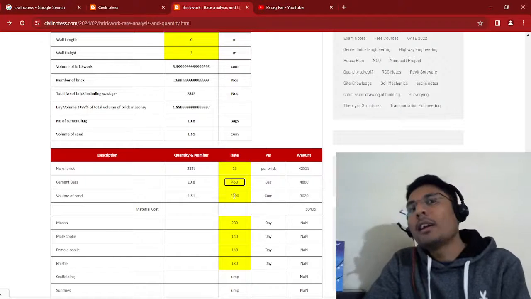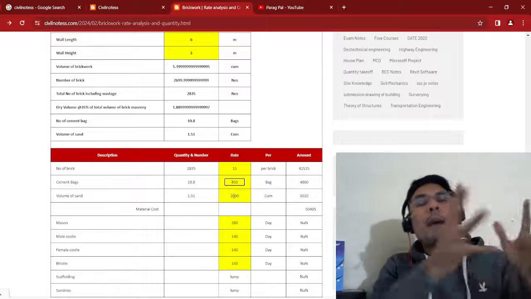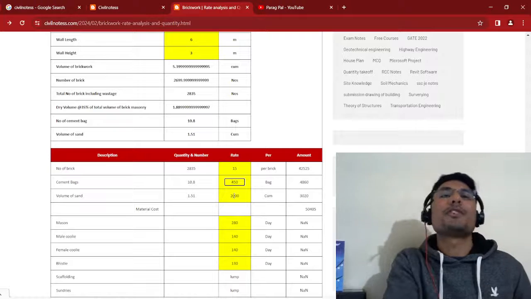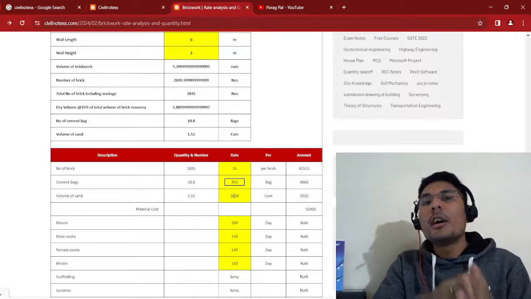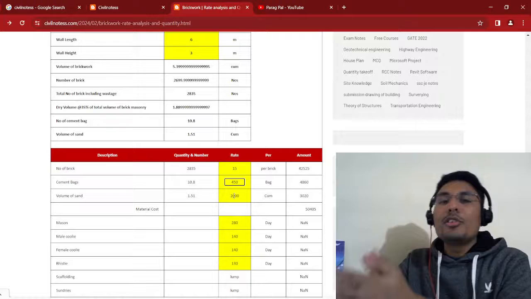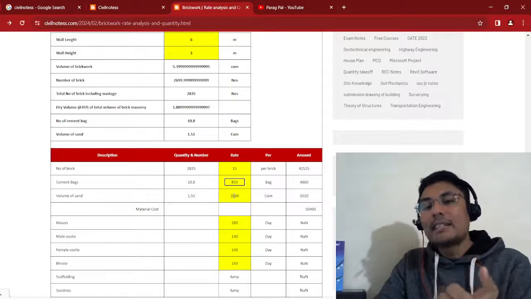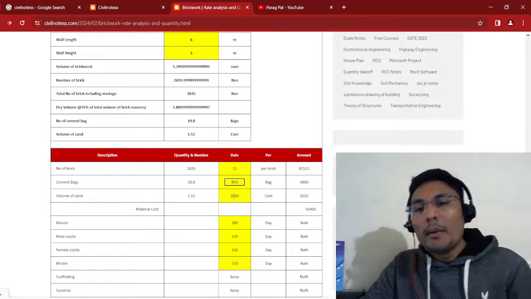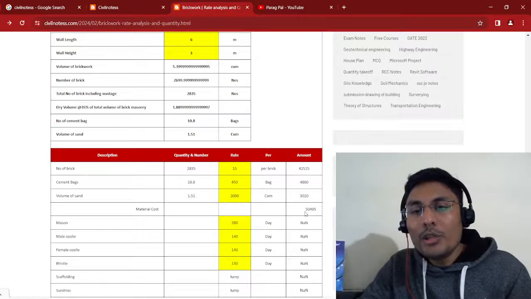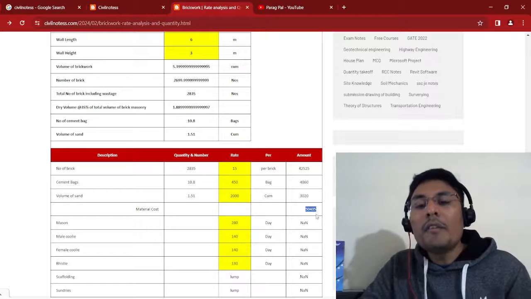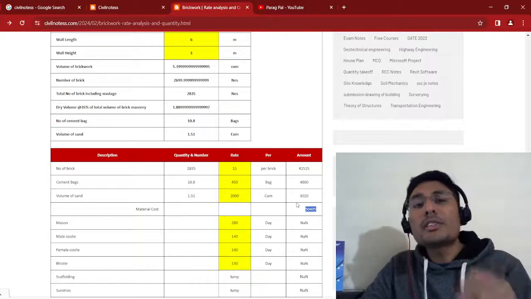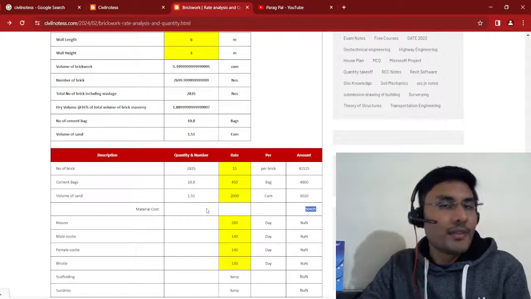Let's understand, like I'm going to construct one house in Nagpur, Maharashtra in India, so I'll be taking the rate for that location only. If you are going to construct the house in Kerala, you'll consider the rate of the bricks, the cement bags and the volume of sand at that location. Based on that, now you can see the cost of the material is 50,405 rupees. So whatever construction cost you require, you can easily calculate using this particular tool.